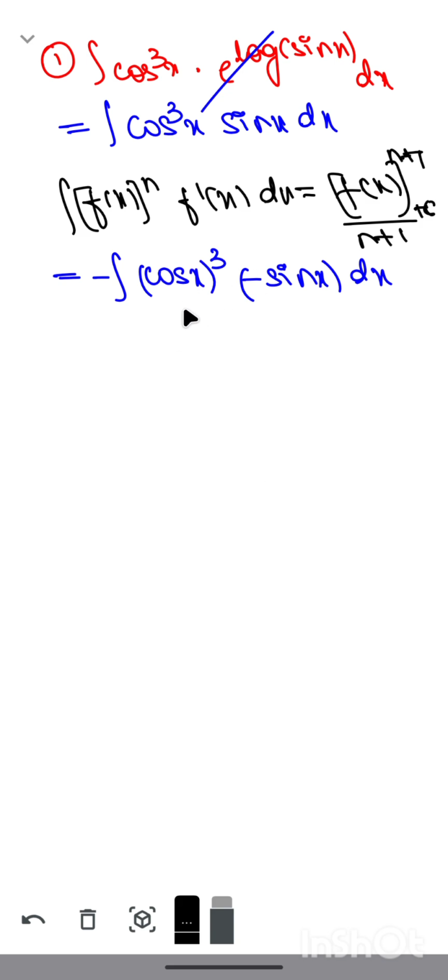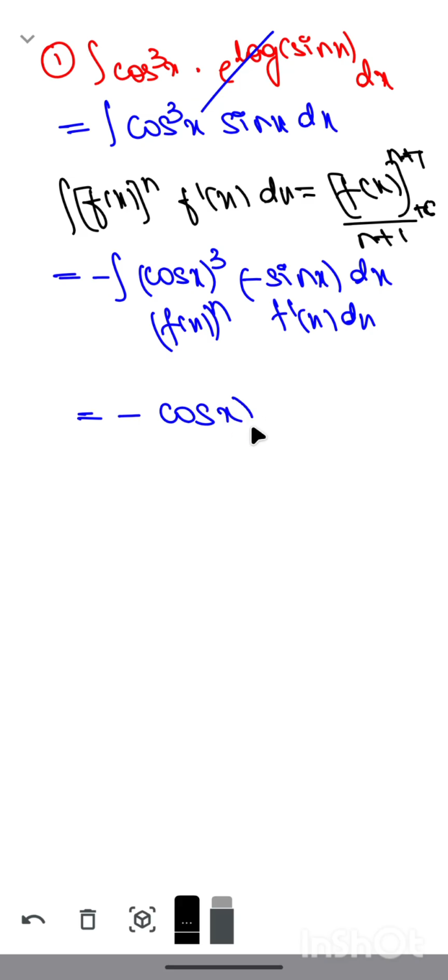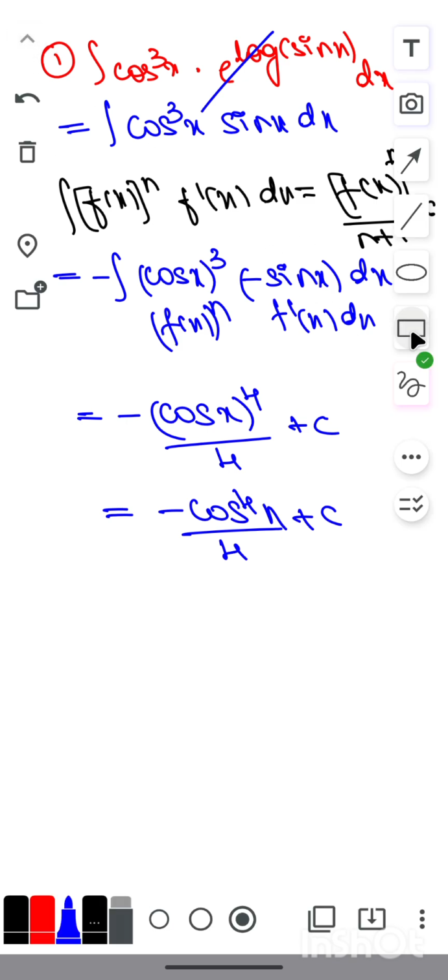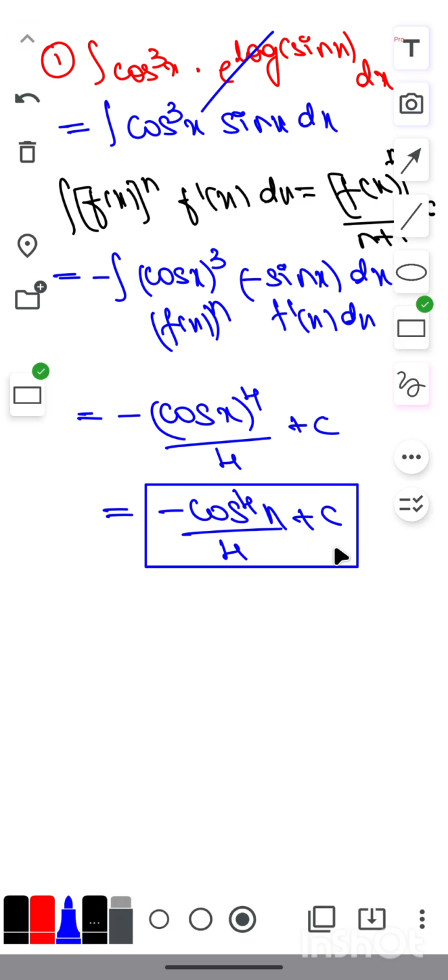Now you can observe this is exactly in the form of f of x whole power n into f dash of x into dx format. Then what will be the answer to the given question? Minus f of x to the power n plus 1 divided by n plus 1 plus c. That is cos x to the power 3 plus 1 whole divided by 3 plus 1 plus c. Even we can write it in the form of minus cos power 4 x whole divided by 4 plus c. This is our final answer. Hope you have understood. Let us move on to the next question.